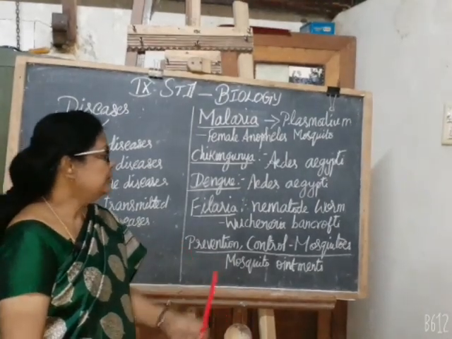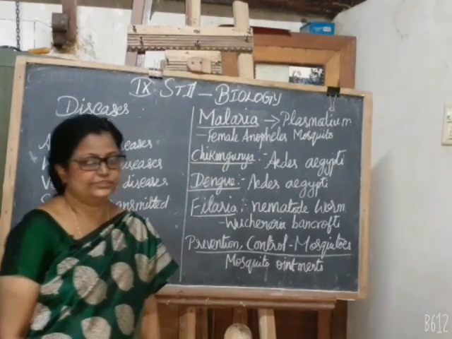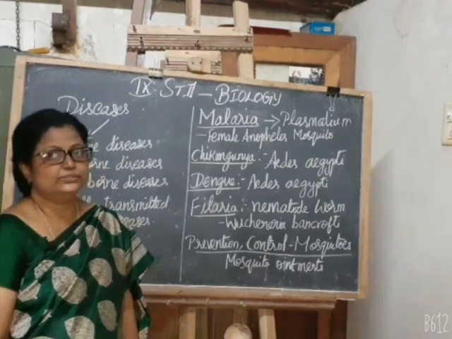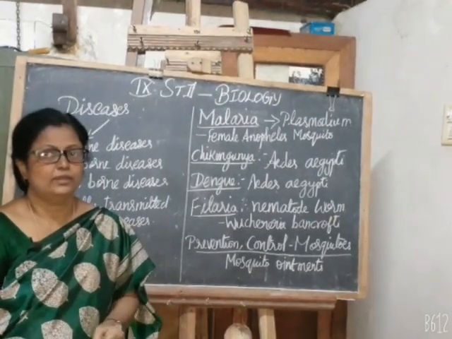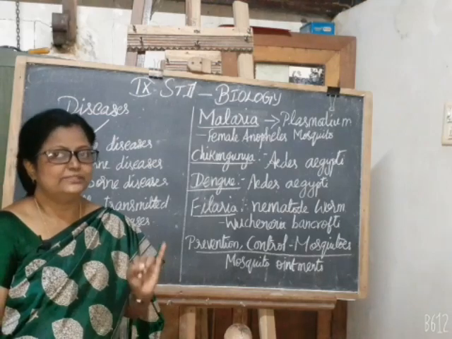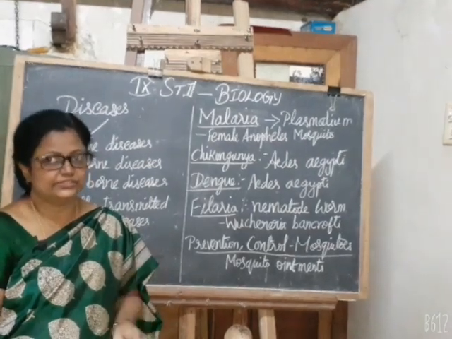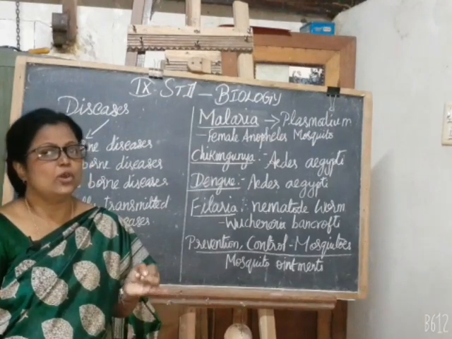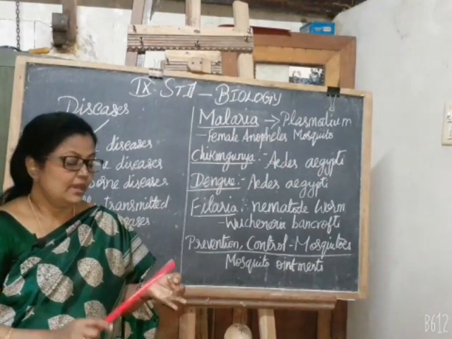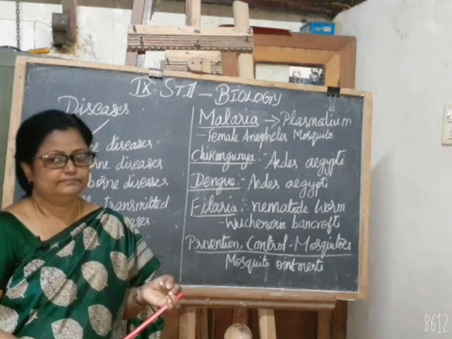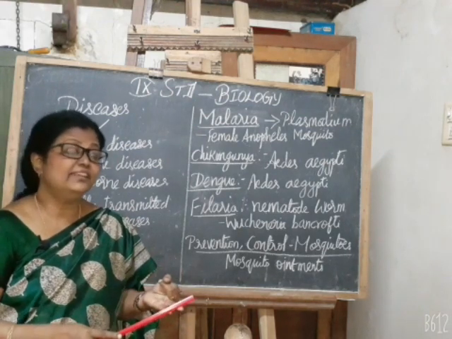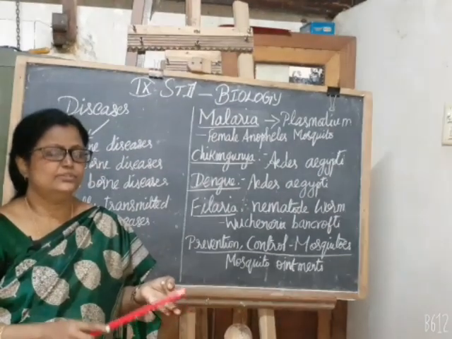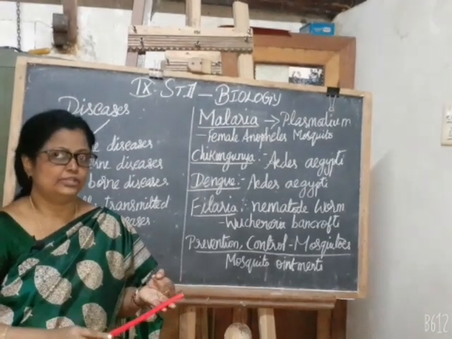Then how to control and prevent the mosquitoes? Prevention of mosquitoes by using mosquito nets, mosquito screens, mosquito repellents or mosquito ointments. Then stagnant water. The mosquitoes will breed in the stagnant water and increase in number. So, we should avoid the stagnant water.